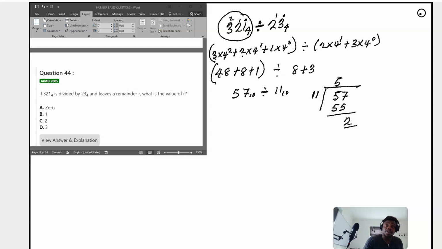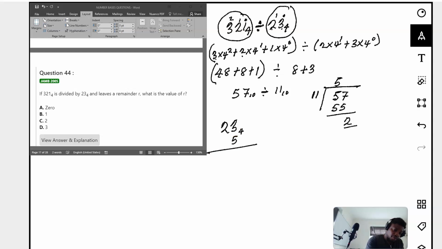But there's another way we can also do this, okay? The question says if we divide 321 base 4 by 23 base 4. Okay, let's see how many 23 base 4 we can get in 321. So we have to do trial and error method. The way I normally do my trial and error method in division is that if I want to see how many 23 base 4 I can get here, I will say 2 plus 3, that is 5, right? So I will say let's use 5 to multiply 23 base 4. So let's multiply by 5.